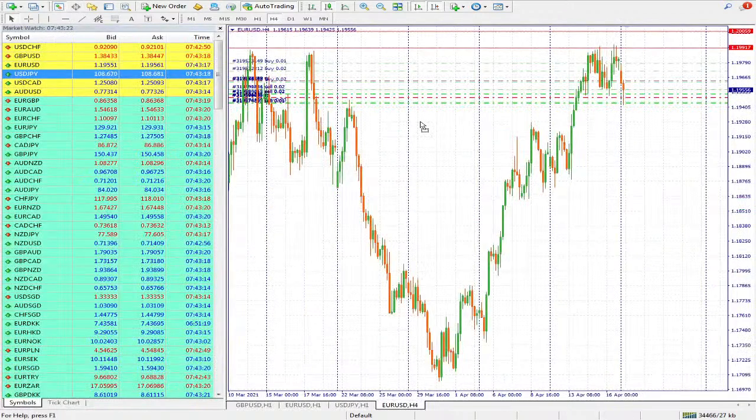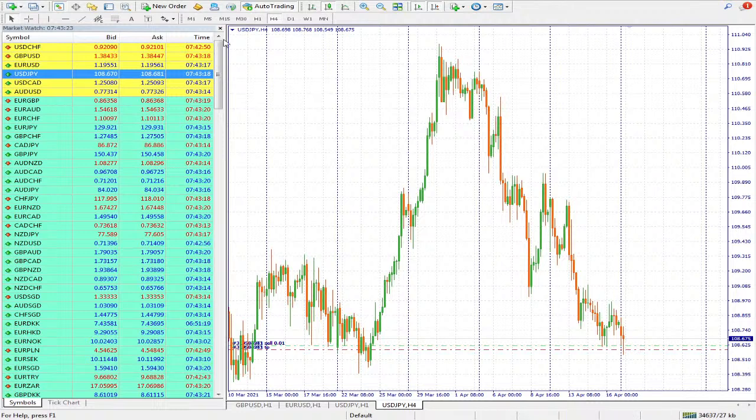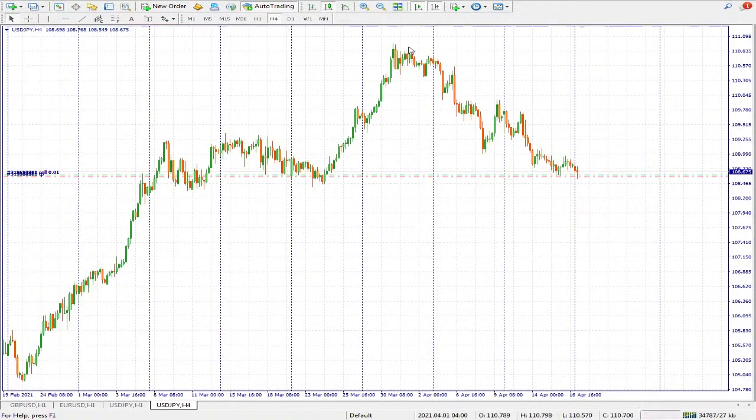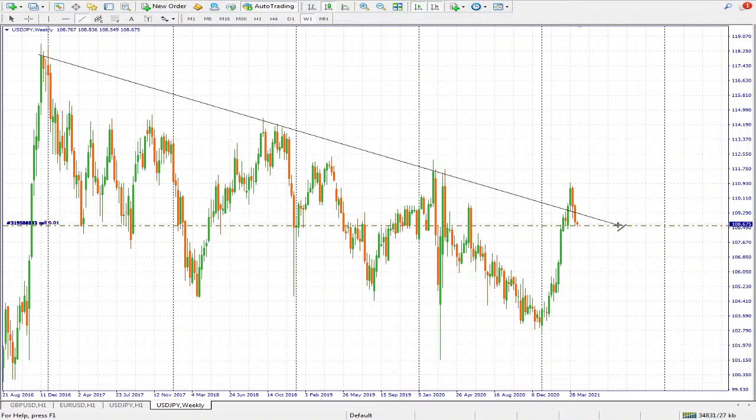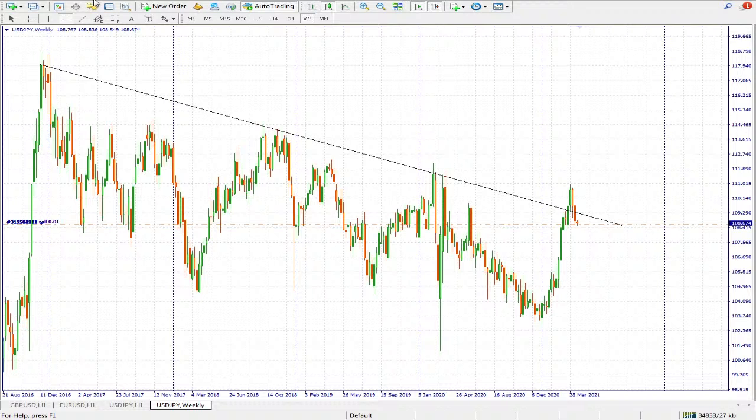Our next symbol is USD/JPY. On this chart, the massive move to the lower side is just a pullback, so don't get misled. If you check the weekly chart, you can see what I'm saying. It's a very good pullback, which would mean that the price may likely extend to the lower side.